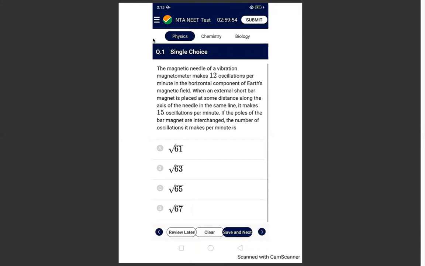Hello students. So let's start with the discussion of the paper. As you promised, it is NTA test number 44. So we'll have a detailed discussion about it. So this is our first question on the screen.